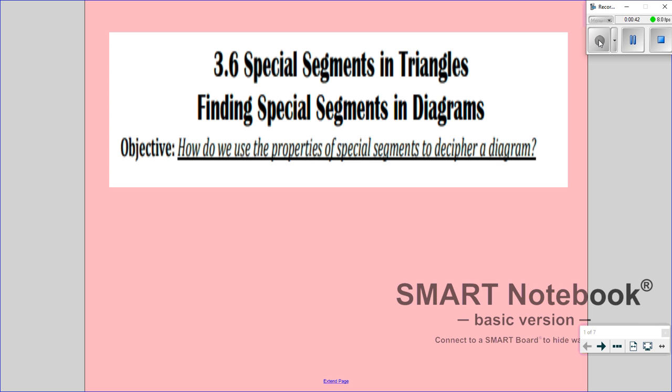But in this case, there'll be times where they give you the diagram, they're not going to tell you what the special segment is, and you have to use the properties for the special segments in order to figure out which one's a perpendicular bisector, which one's the angle bisector, and so forth. So that's what this video will be talking about.